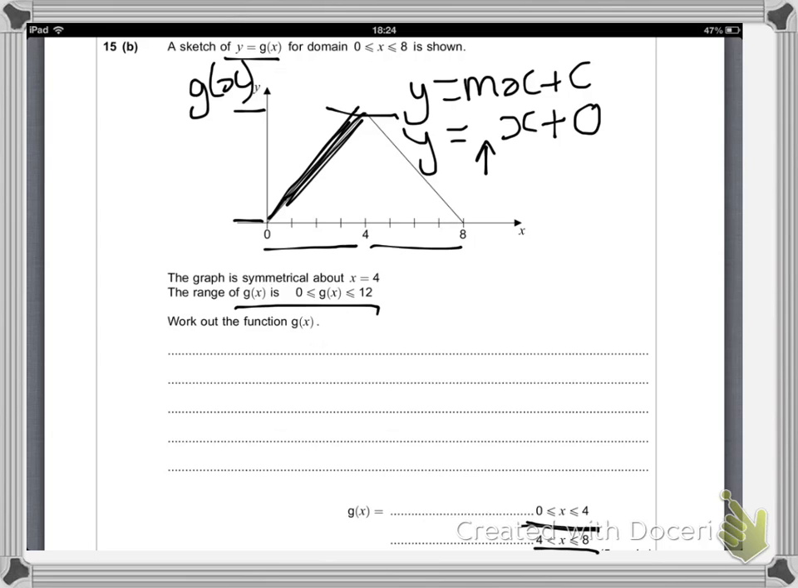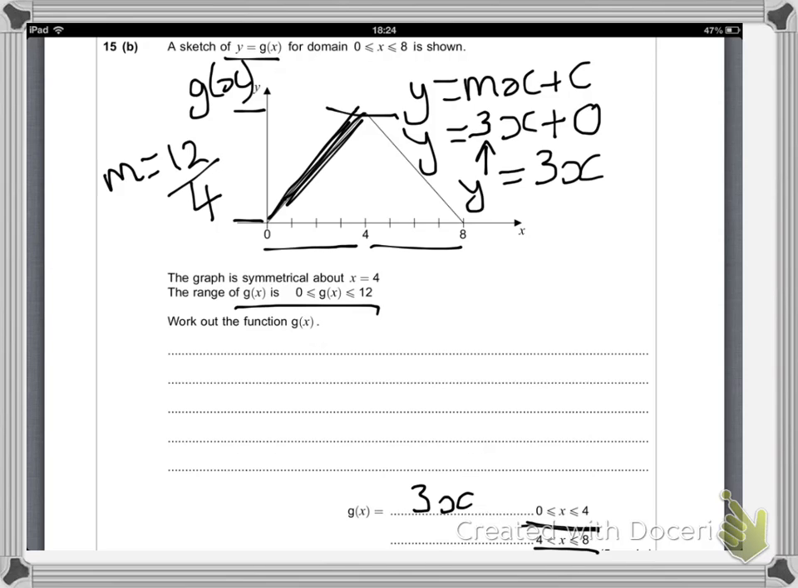The gradient of this is the difference in y's divided by the difference in x's. So this graph goes up 12 and it goes 4 along. As it goes up 12, it goes 4 in the x direction. So the difference in y divided by the difference in x is 3. So we know that the equation there is y equals 3x. So this bit here is 3x.